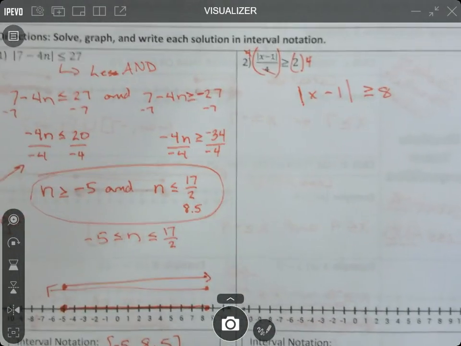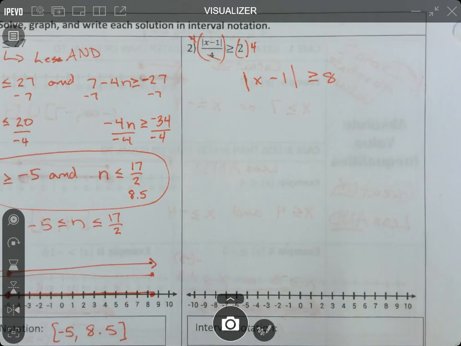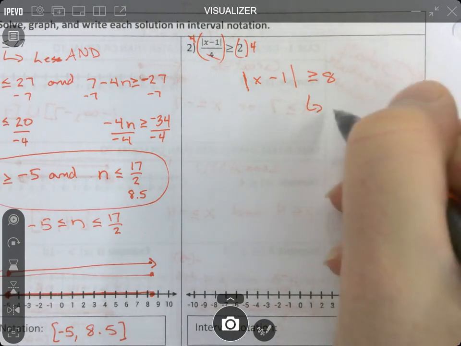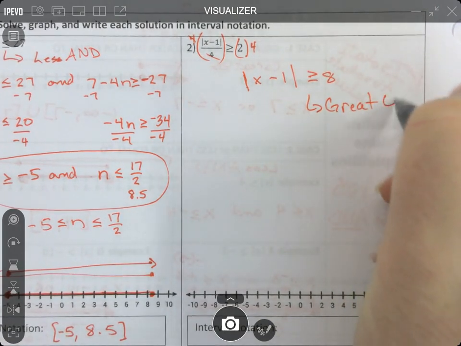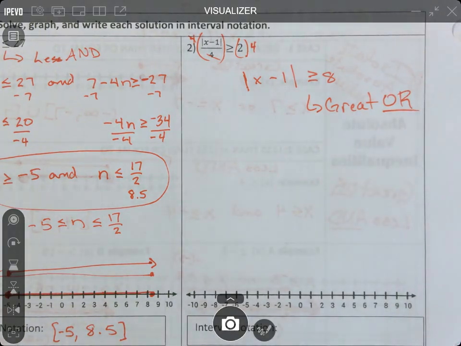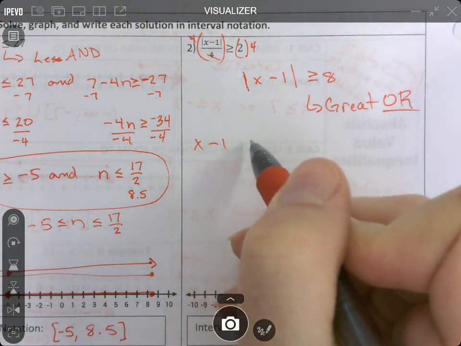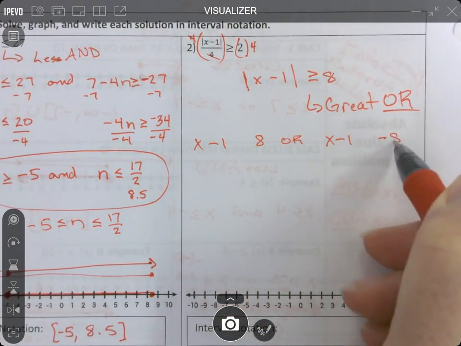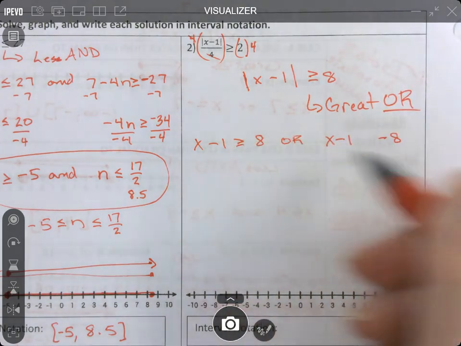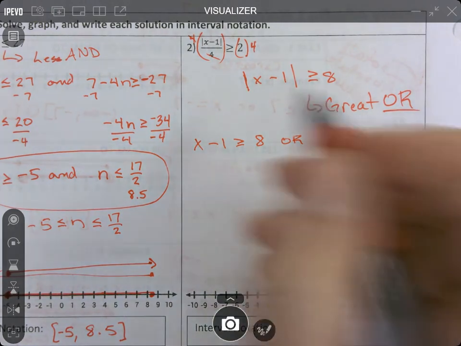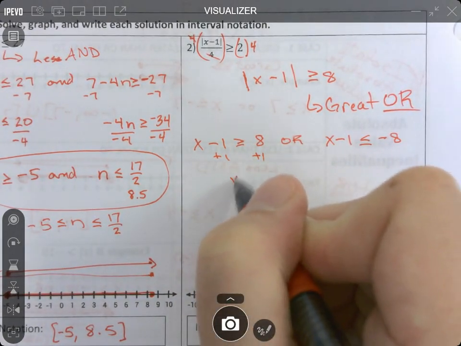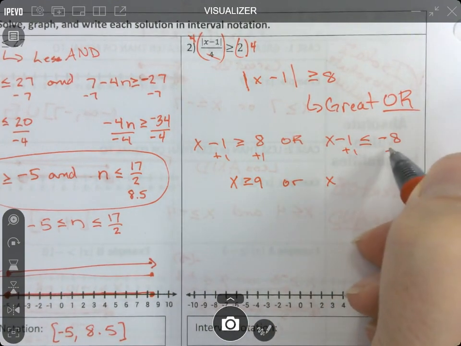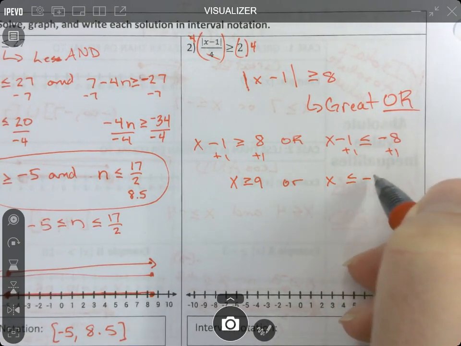Agreed? So is it an and or an or statement? Say it. Great, or. Great, or. But you cannot determine that until it's isolated. All right, what's inside? X minus 1 is going to be compared to 8, or x minus 1 is going to be compared to negative 8. All right, so first one, keep the sign. When I flip the negative sign, flip your inequality. Add 1. x is greater than or equal to 9, or x is less than or equal to negative 7.